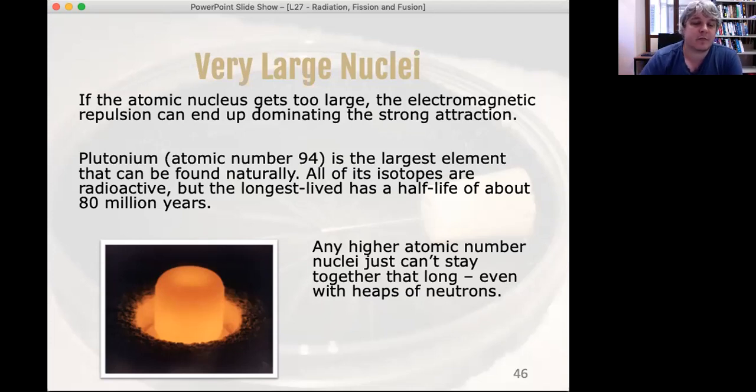But it's right up there. It's right on the border of being too big to be stable for even any amount of time, and so they're all radioactive, all versions of plutonium. Any higher atomic number, any more protons than 94, and it just won't stay together long, even with heaps of neutrons. Even with heaps of neutrons, there is just too much. 95 protons is too many in a nucleus.